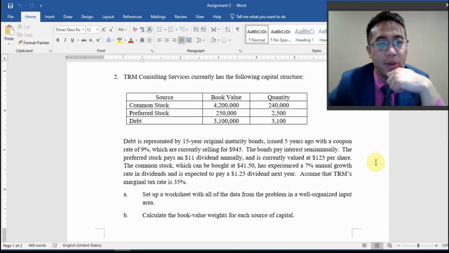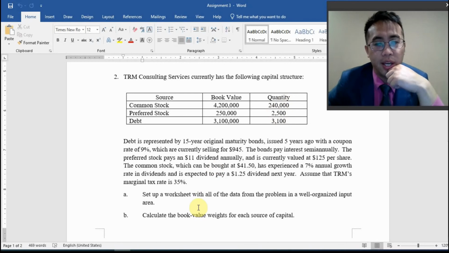For Assignment 3, question number 2, it is about weighted average cost of capital. And here is the area giving you all the information about the debt, common stock, and preferred stock. As you can see from the table, the firm is financed through these 3 types of capital. And here are their book values and also the quantity of their issuance.